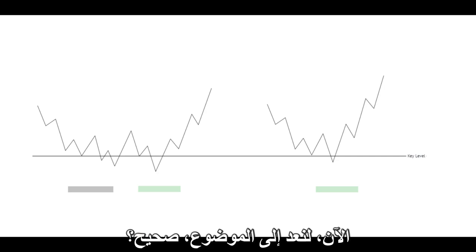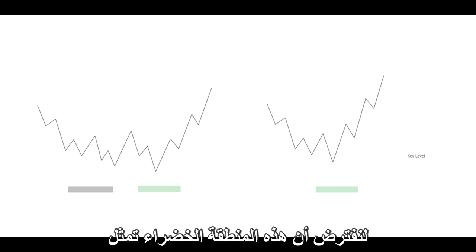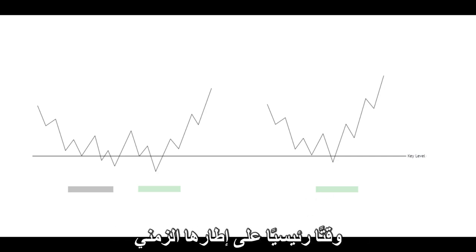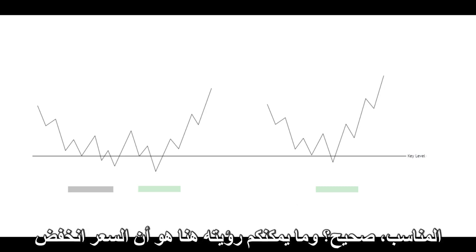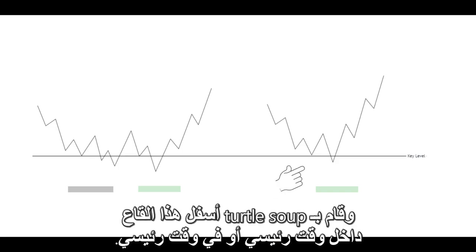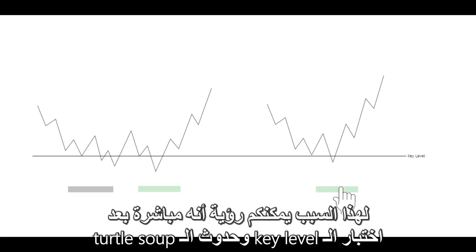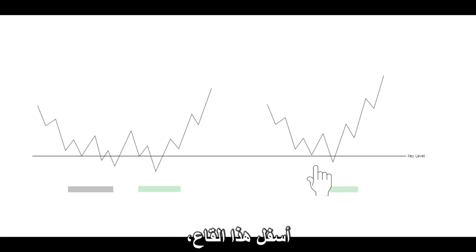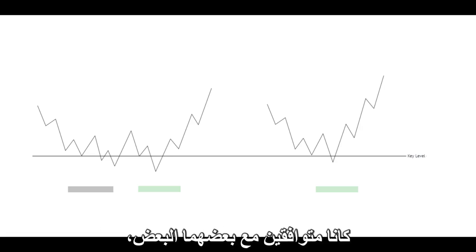Now let's get back to the topic, right? So let's say this green area represents a key time on its respective time frame, right? And what you can see right here is that price came down below to test this key level and turtle soup below this low inside a key time or at a key time. That's why you can see that right after testing the key level and having the turtle soup below this low, price expanded straight away, right? And if you had taken an entry there, it would have worked out perfectly for you because time and price both aligned with each other.